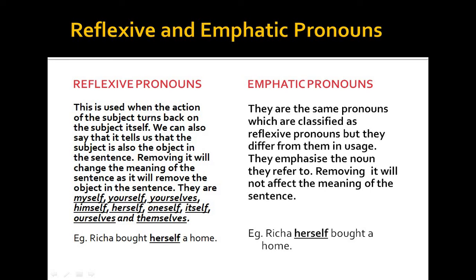Let us look at the given example under emphatic pronouns. Richa herself bought a home. Now herself in this case is an emphatic pronoun because it is putting emphasis on the fact that Richa herself personally bought a home. With no one else, she personally on her own bought a home.